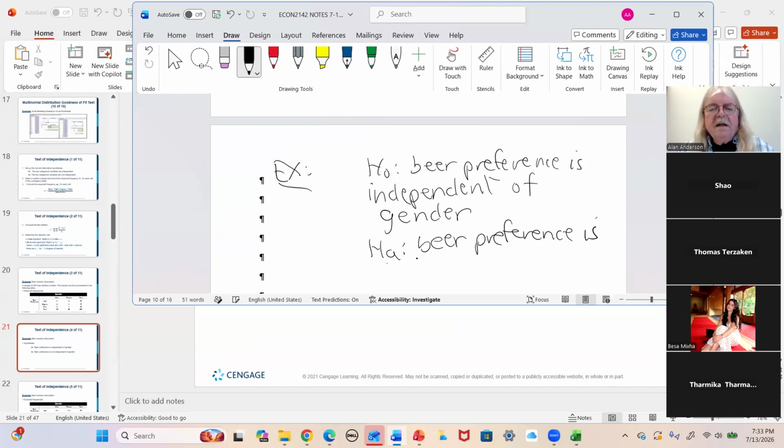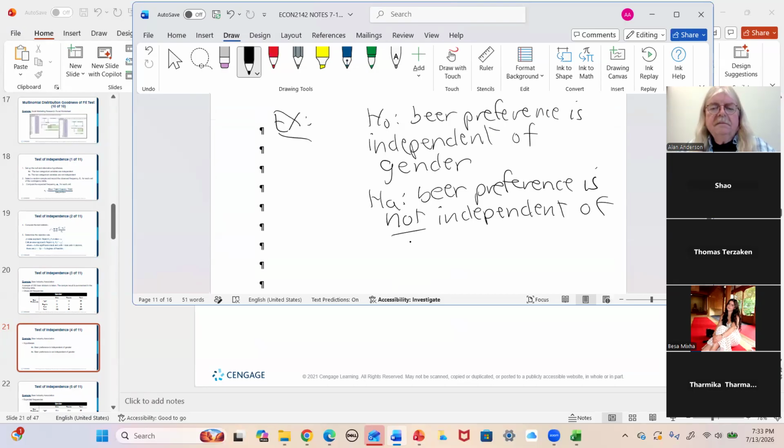So here would clearly be not independent of gender. Okay, so it's got that straight. Now let's copy the data.